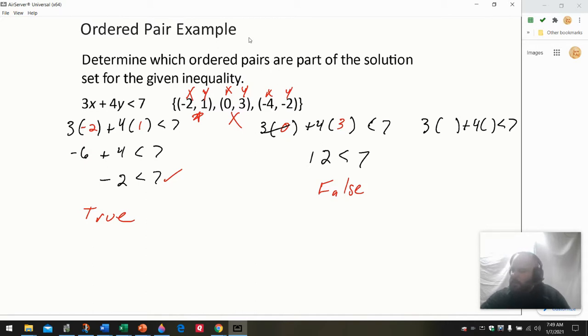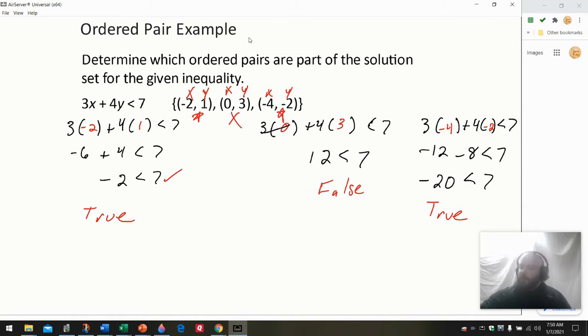Now the last one, we're going to plug in -4 and -2. We're going to go ahead and simplify that using PEMDAS. So 3 times -4 is -12. 4 times -2 is -8. And so -12 minus 8 is -20, and that's less than 7. So that is true. -20 is smaller than 7. So this one also would be a solution to the inequality.